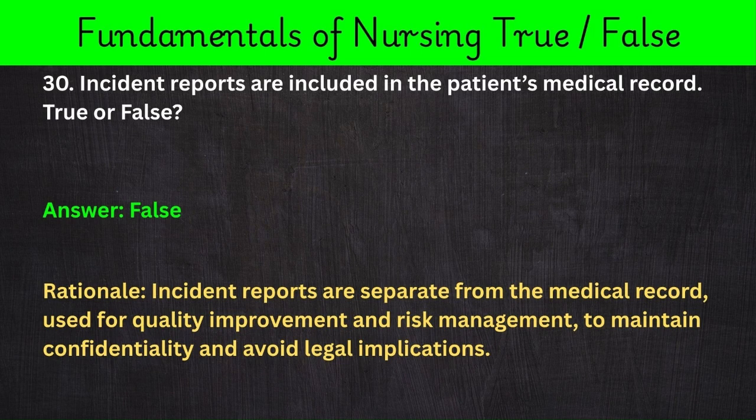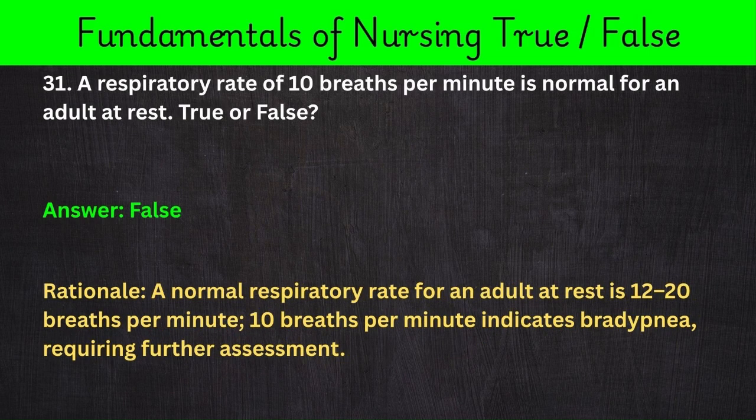patient's medical record. True or false? Answer: false. Rationale: incident reports are separate from the medical record, used for quality improvement and risk management, to maintain confidentiality and avoid legal implications. 31. A respiratory rate of 10 breaths per minute is normal for an adult at rest.